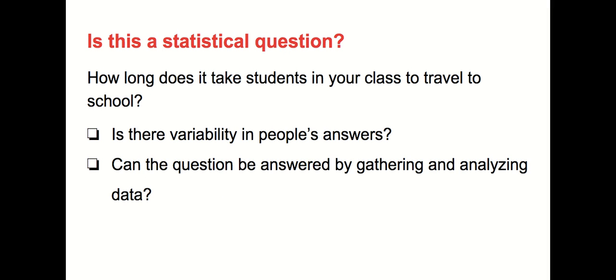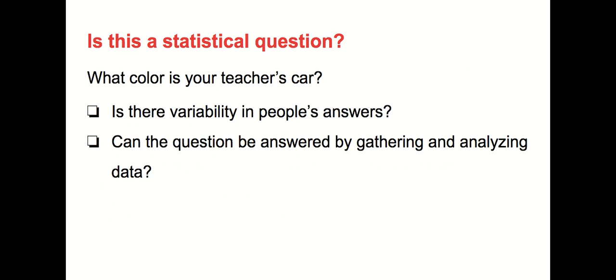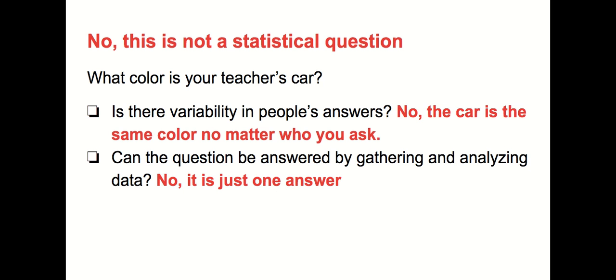How long does it take the students in your class to travel to school? We already discussed that there's variability in the answers to this question. Can the question be answered by gathering the data and analyzing it, maybe calculating an average again? Yes, so it is a statistical question. And is this a statistical question? What color is your teacher's car? The car is just one color, no matter who you ask. My car is blue. And so there's no variability. That means it is not a statistical question.